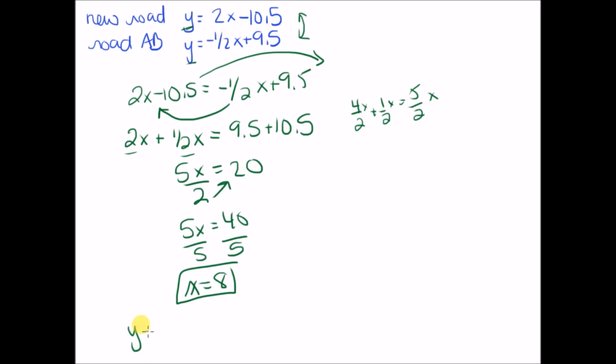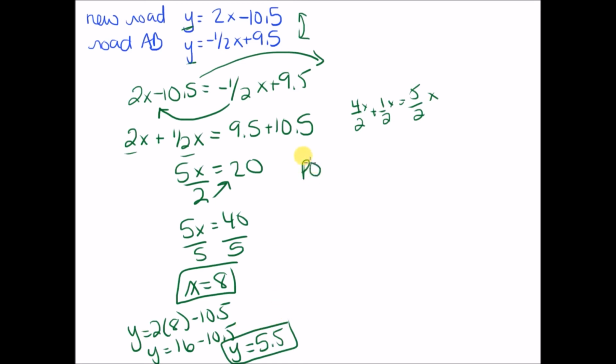And our y coordinate, we get 16 minus 10.5. We just sub the 8 back into one of the originals. 16 minus 10.5 is 5.5. Okay, so we have the point of intersection as 8, 5.5. That's where these two roads are going to meet.